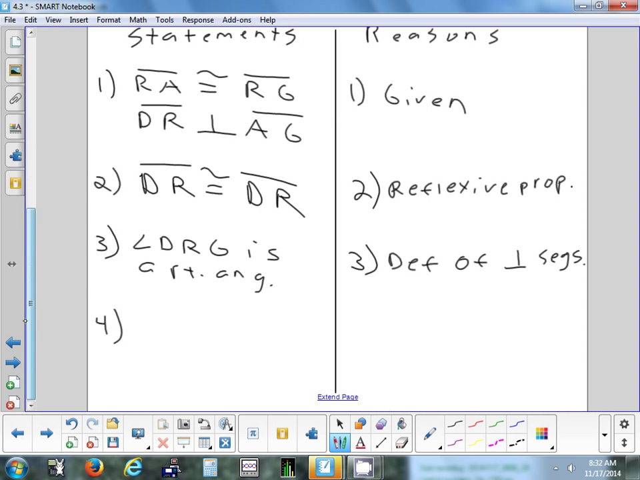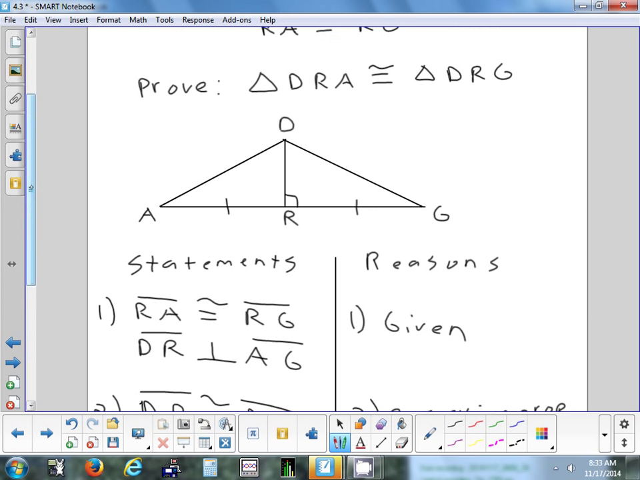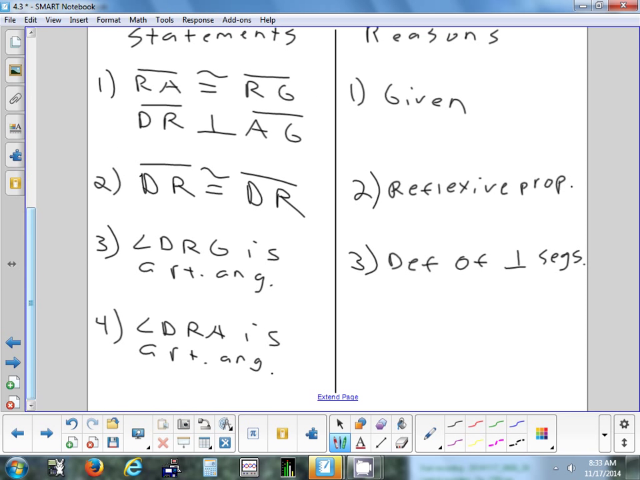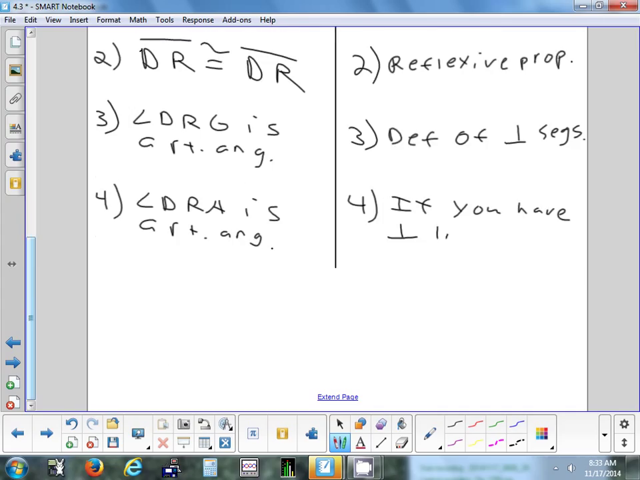So angle DRA is a right angle. Let's check and see what the book does for a reason on that. The book actually said that if you have 2 perpendicular lines, they form 4 right angles. I wasn't going to use that because I didn't think DR and AG were lines. They're segments. But that's how the book did it. There was a theorem number for this, but I don't remember the exact number, so I'll just write it: if you have perpendicular lines, they make 4 right angles.